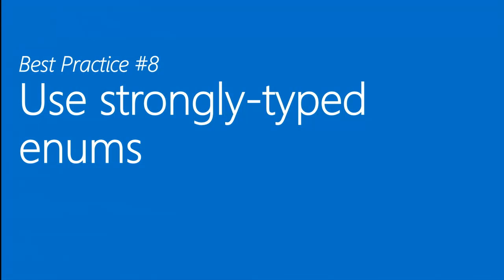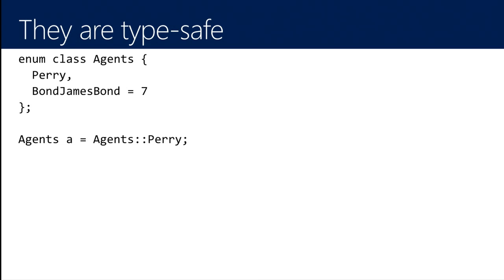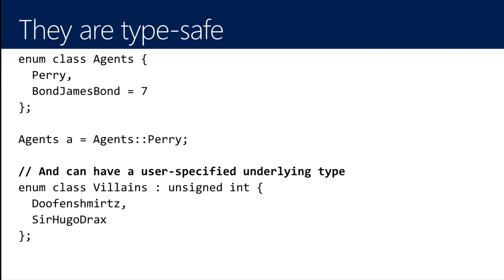They're type safe. Strongly typed enums. They are type safe. So the thing that's sinking me here is this pointer. There you go. So here, you can actually state them like this and then scope to them. So I have an agent. I specifically pick Perry. I can also specify the underlying type. So I can say unsigned int if I want and pull up some villains there.